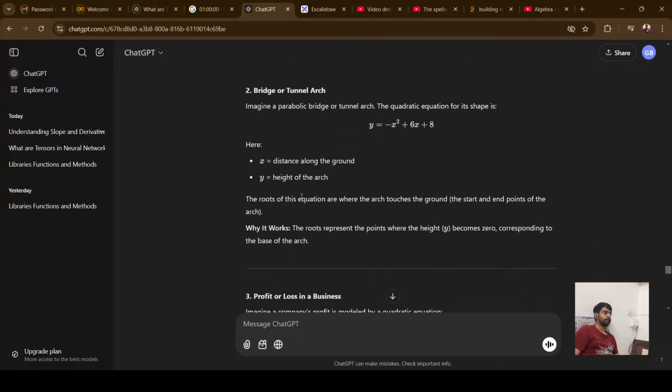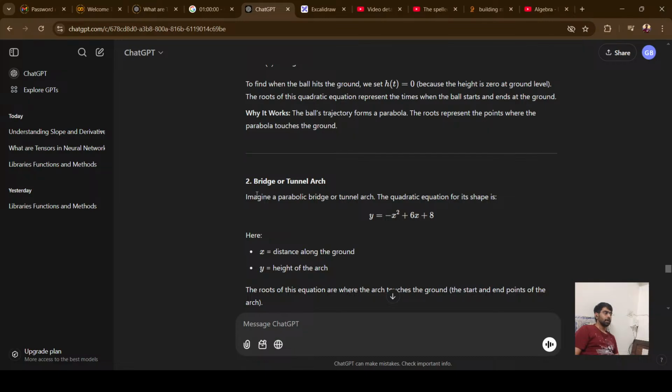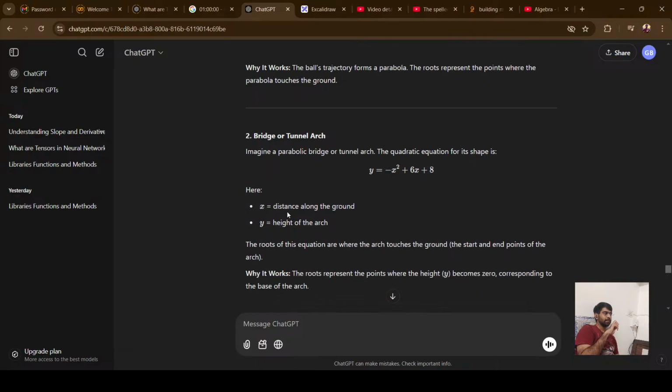Similarly, imagine a parabolic bridge. This is also a bridge of minus x square, so it will be of a U shape. The quadratic for its shape is minus x square plus 6x plus 8. X equals the distance, y equals the height of the arc. So the roots are at the end points. Yes, got it. The two end points are given by minus x square plus 6x plus 8.